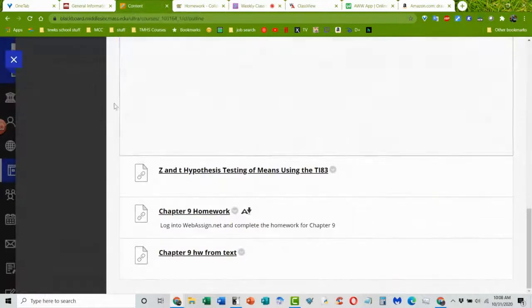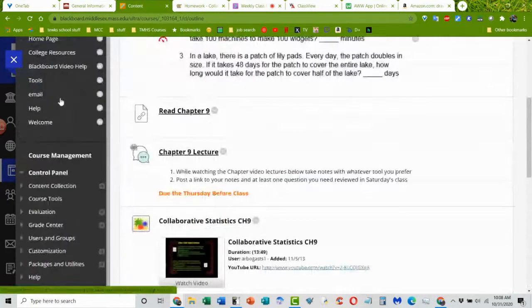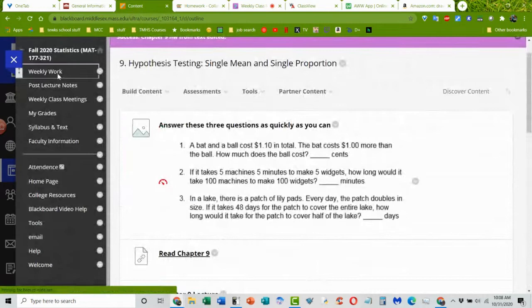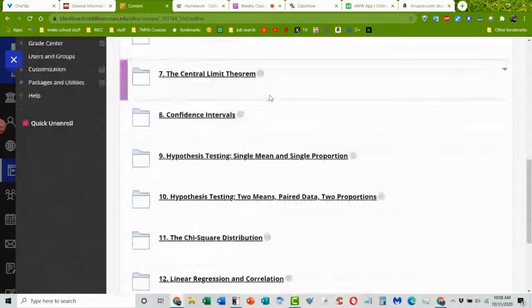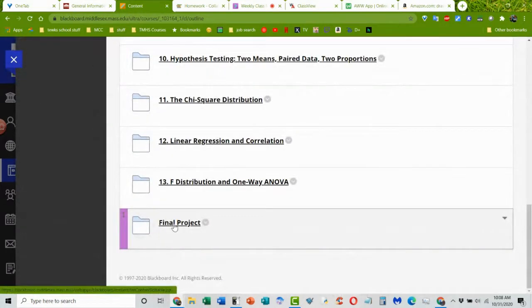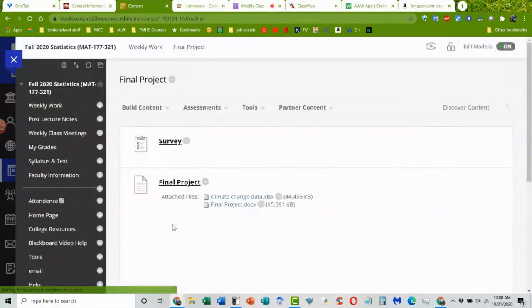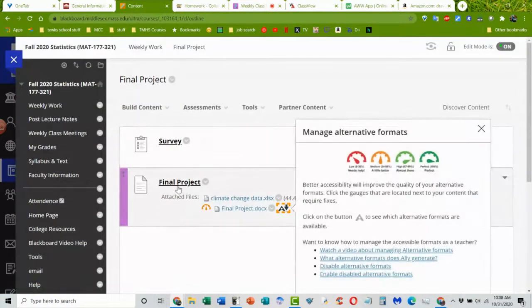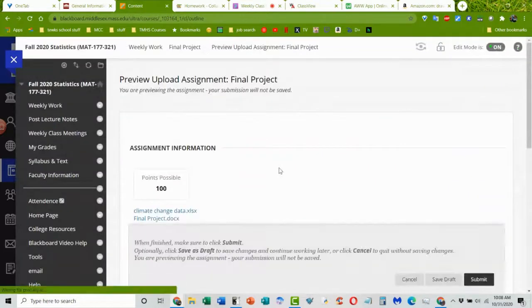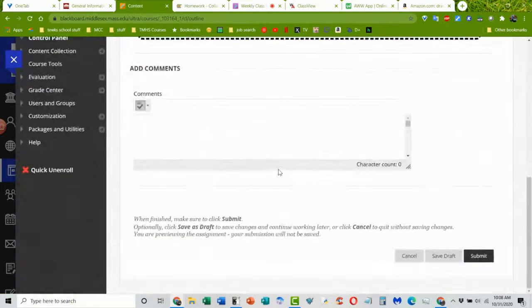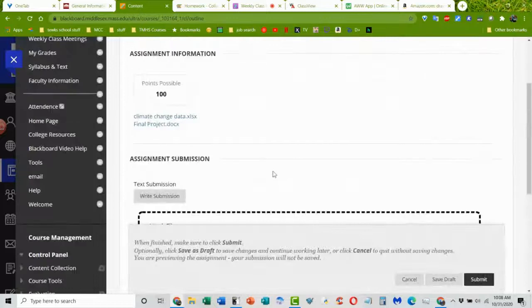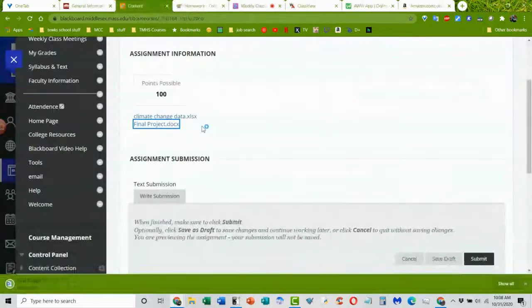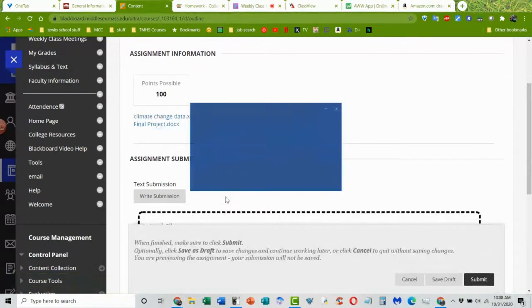It's already open. Okay, you can go to weekly work. It's at the very bottom of the page. If you think you're not going to get an A, you might as well start it now. So it's the final project right here. Here they are, climate change data, and here's the final project. You have to go through this data, do a sample, so you can do the first part already. You already know how to do all of that.